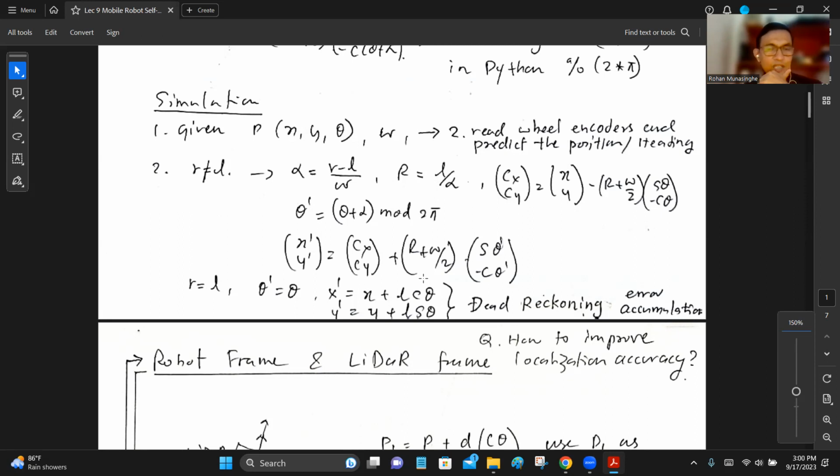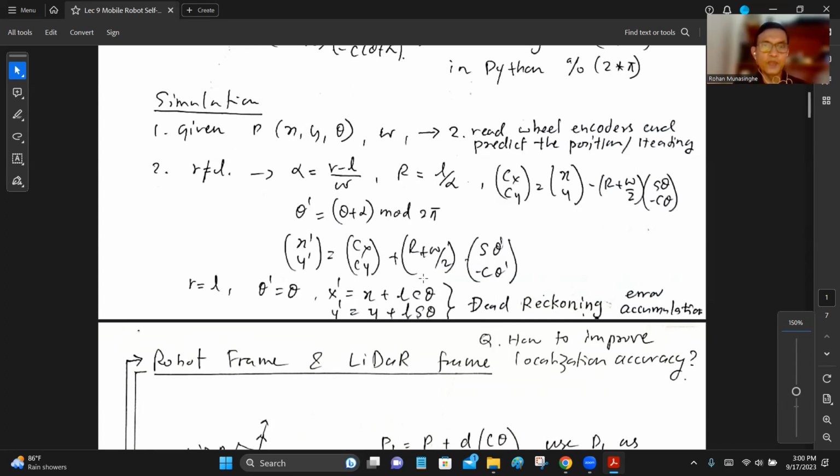Then I'll ask you to run this algorithm and look at the wheel encoders. From time to time you can generate your wheel encoder values, put them into this algorithm and calculate your position. That is the estimated position. Then you can plot the two graphs, the actual path and the estimated path.